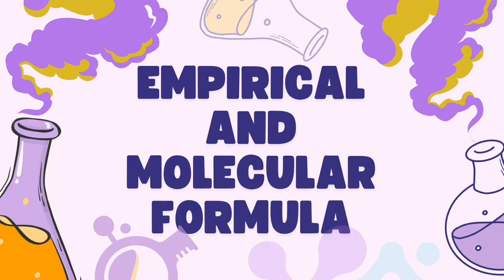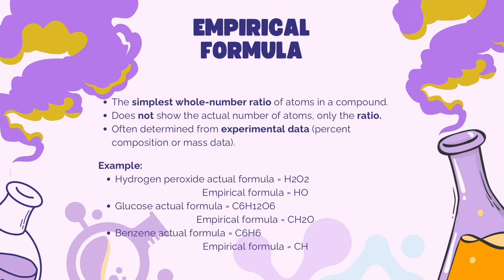Today, I will be presenting about empirical formula and molecular formula. First, I will explain about empirical formula. An empirical formula shows the simplest whole number ratio of atoms in a compound. It does not show the actual number of atoms, only the ratio between them. Usually, empirical formulas are determined from experimental data, such as percent composition or mass data. For example, the actual formula of hydrogen peroxide is H2O2, but the empirical formula is HO.